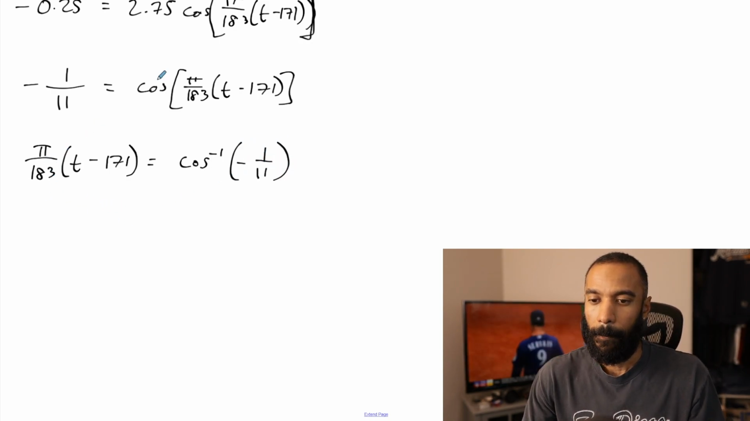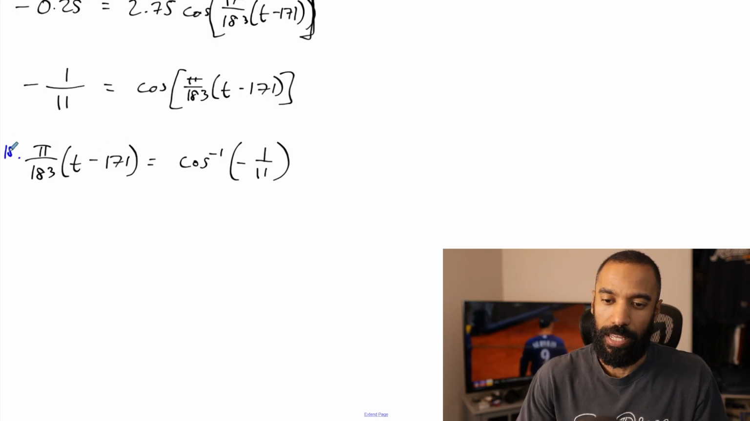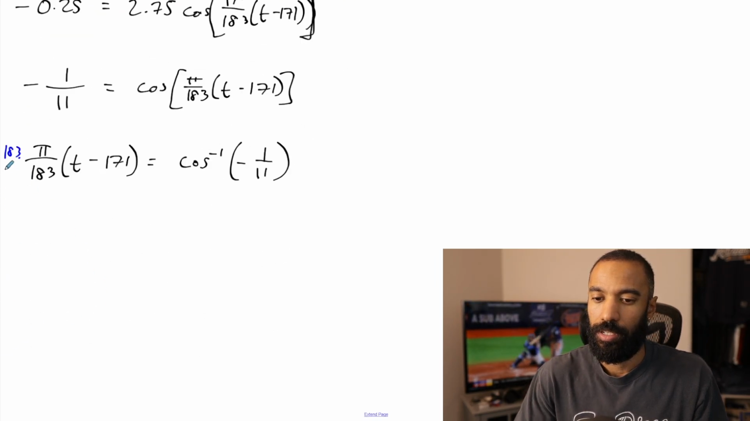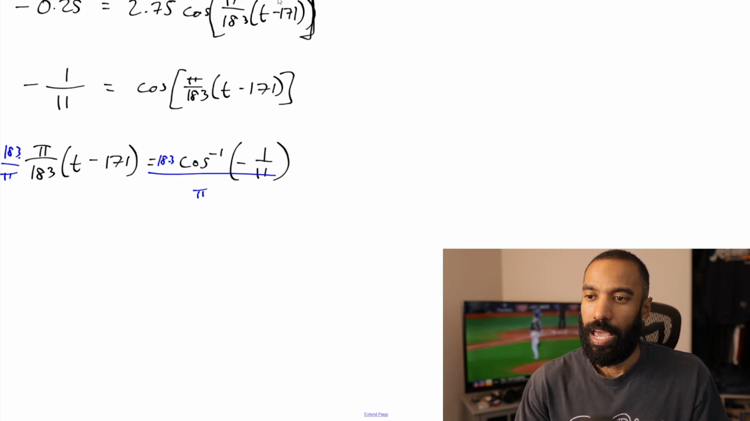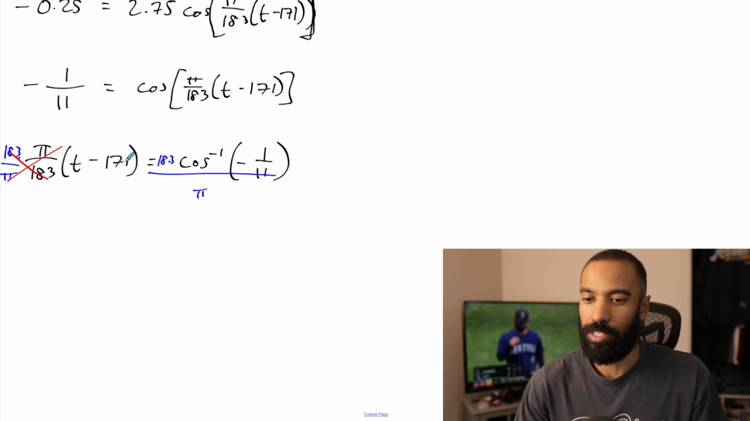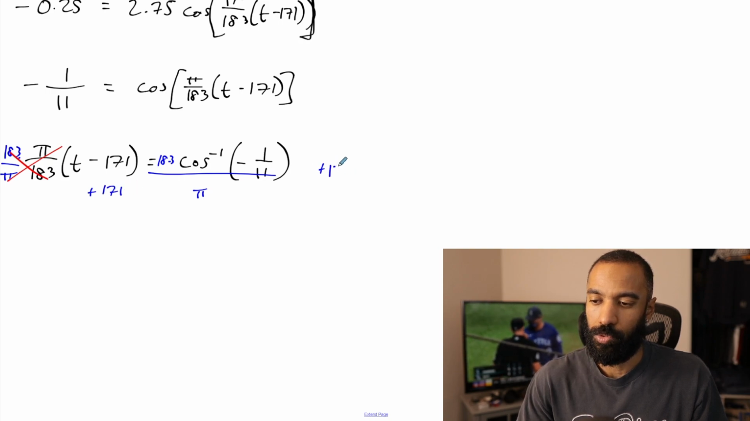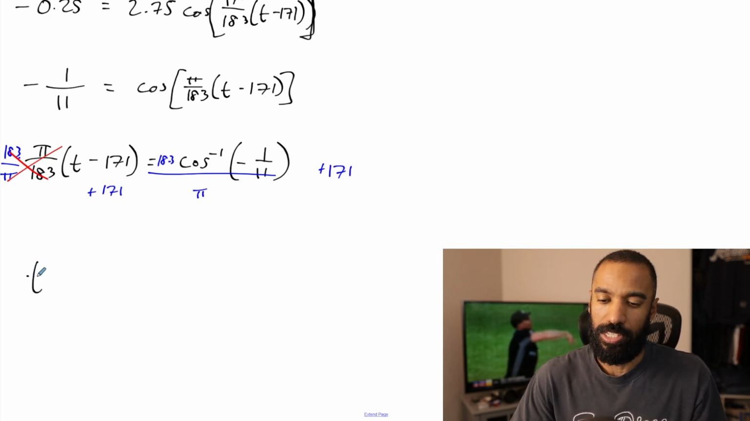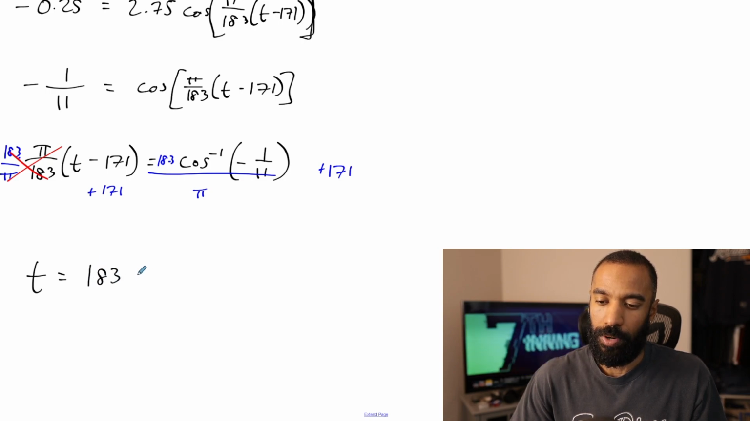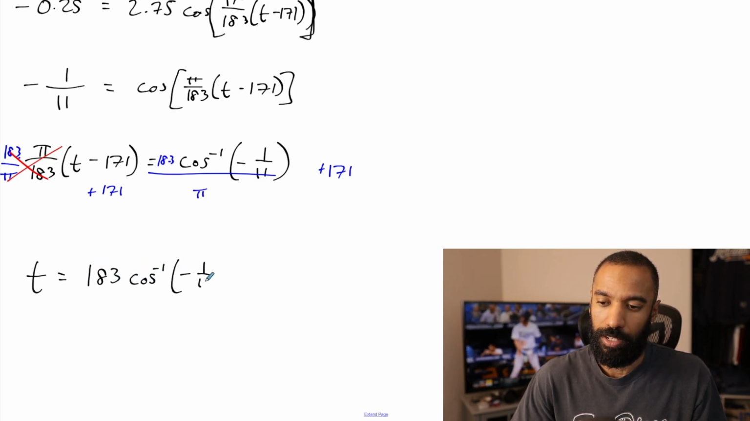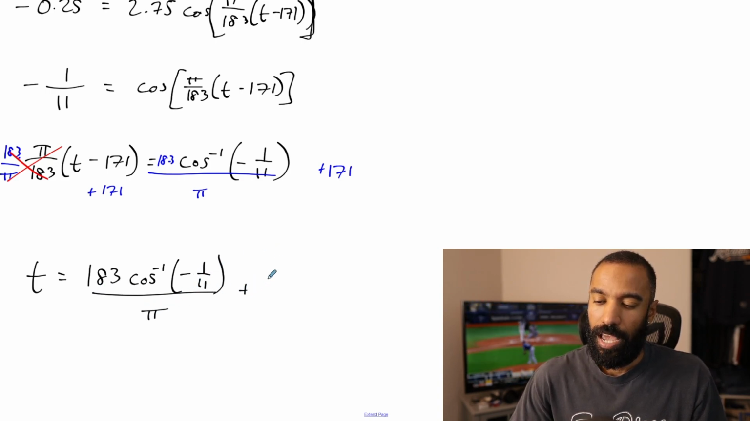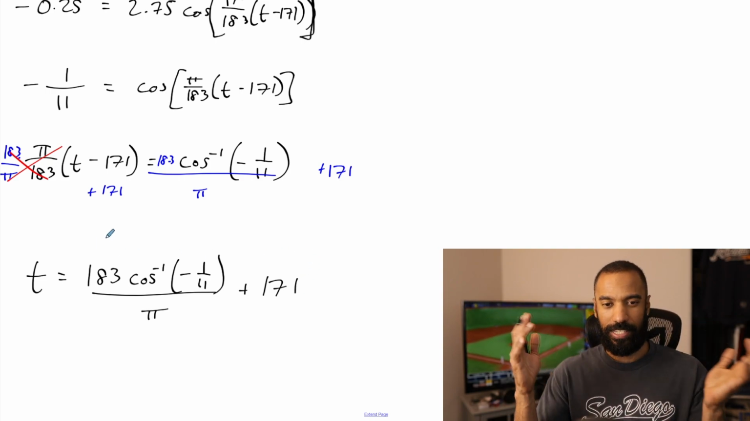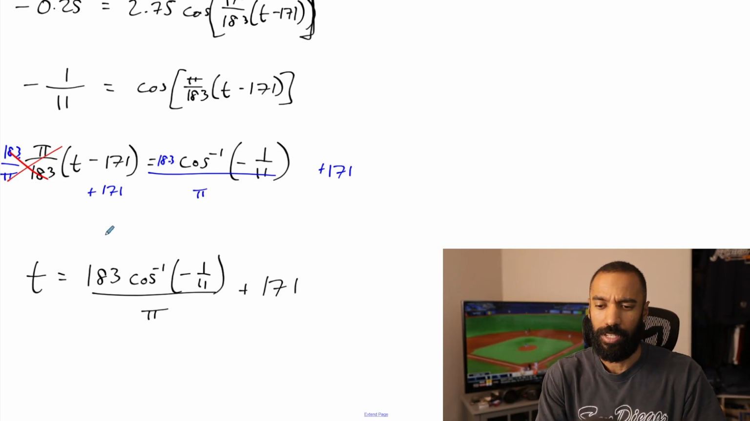I'm eager to see what this is. I'm going to multiply both sides by 183 over pi. And we'll get that. And then I need to add 171 to both sides. So ultimately it's going to say t equals 183 times the inverse cosine of negative 1/11 all over pi, plus 171 right there. That's an exact answer as far as how many days.